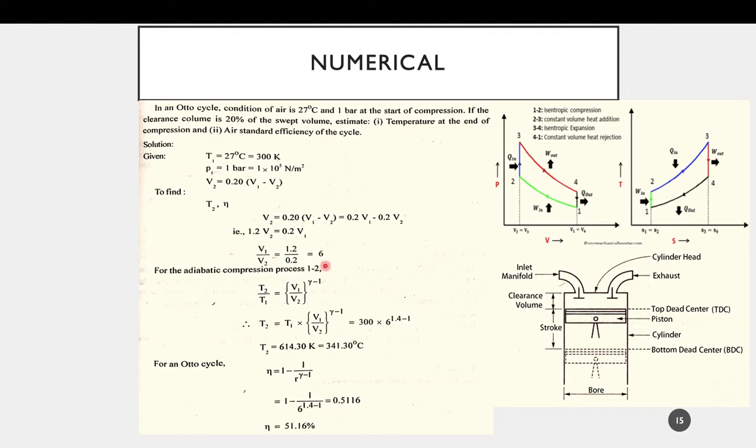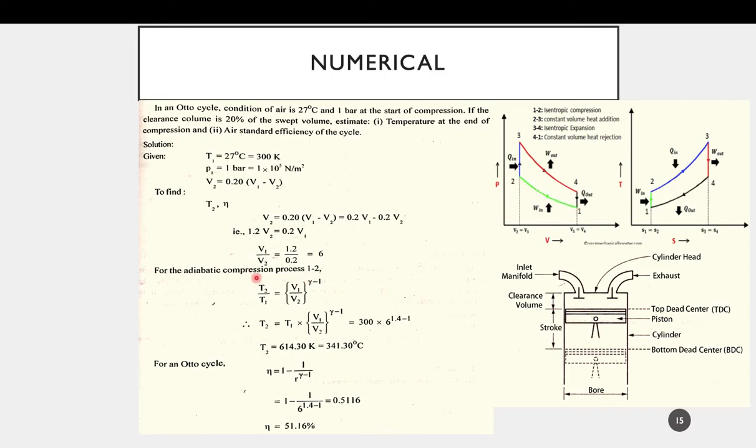Now going to the adiabatic process 1 to 2, we need to find out the temperature at the end of compression. 1 is the start of compression and 2 is the end of compression, so we need to find T2. Then we need to find the air standard efficiency of the cycle, eta. In order to find T2, 1 to 2 is a reversible adiabatic process.